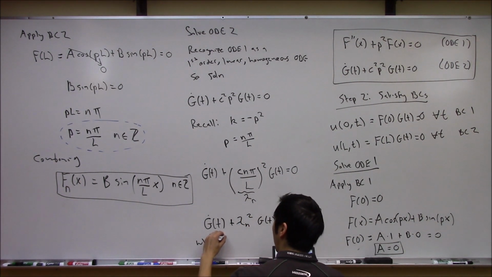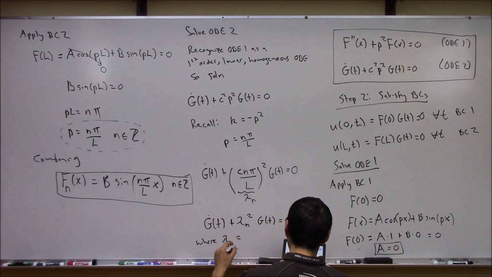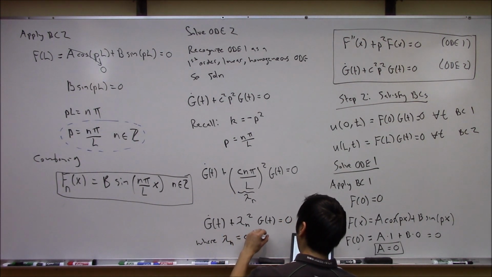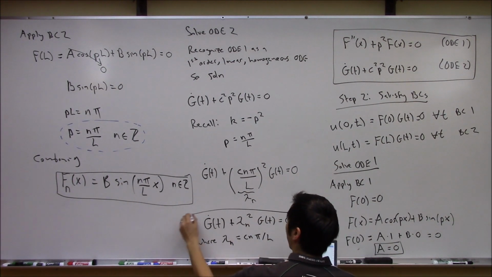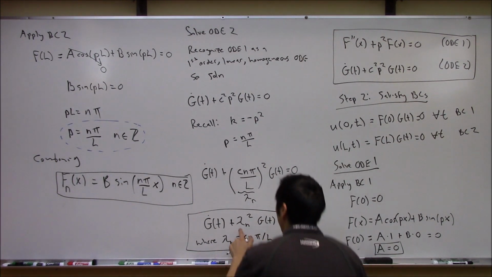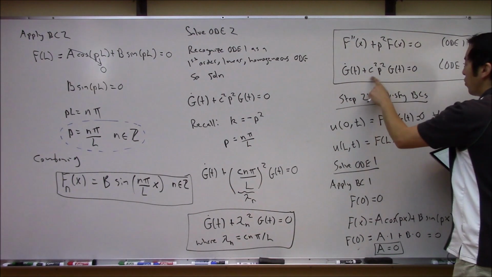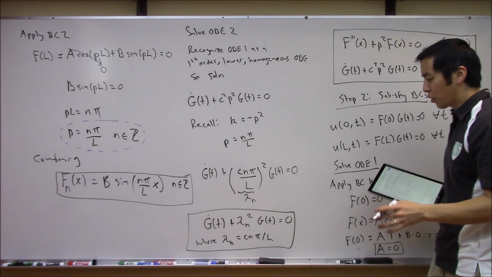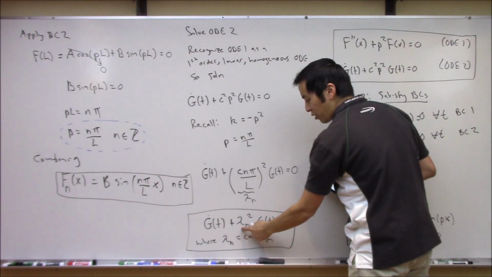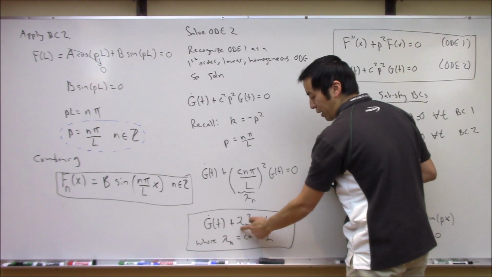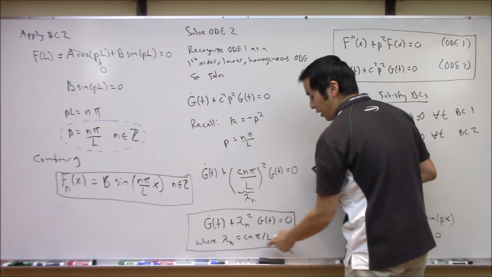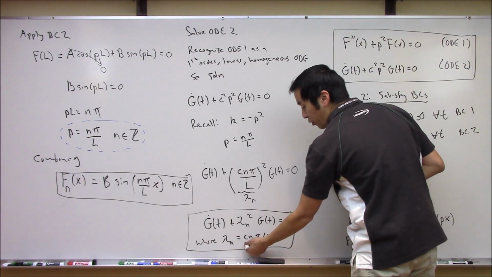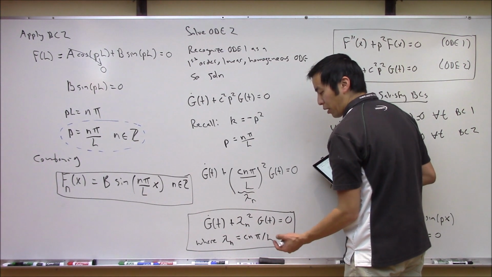And our lambda n is cn pi over L. Maybe we should box this up, because all we're doing is rewriting ODE 2 into a more recognizable, easier to work with form. You can see here's the time constant, if you want to think about it that way, and here's how that time constant is related to the physical parameters of the problem, namely the thermal diffusivity and the length of the bar.